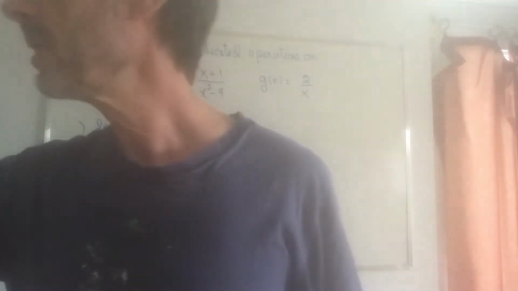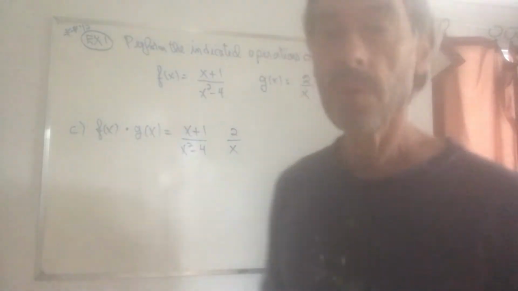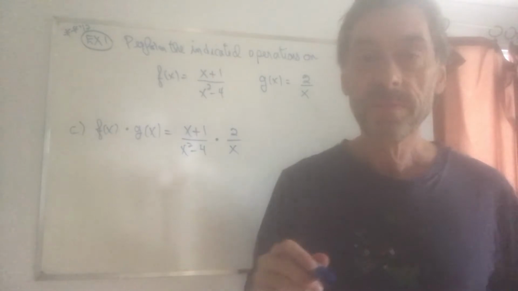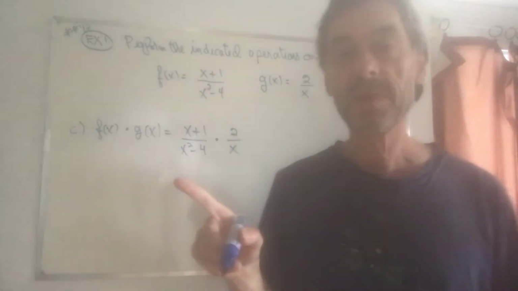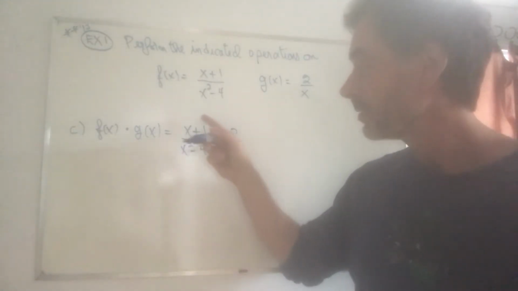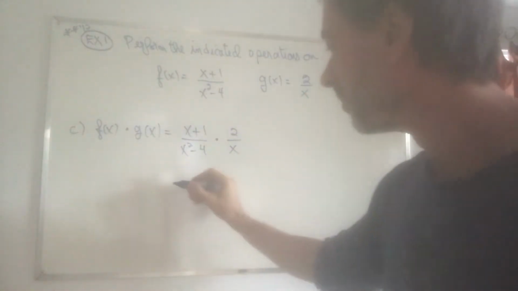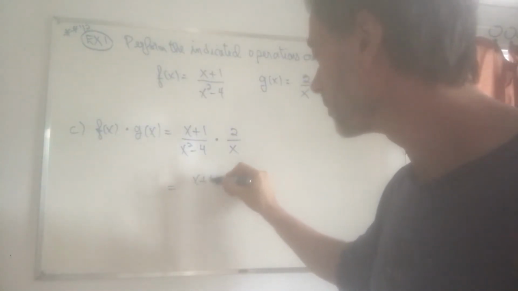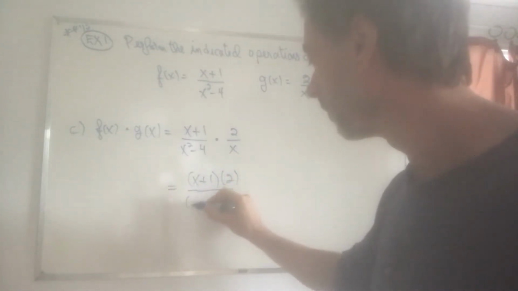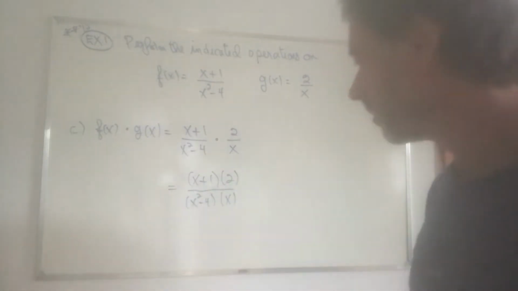So f times g, so the c part, this time multiplication between f and g. Now, how do we multiply fractions? It's not the same thing as addition, subtraction, right? We know that when we multiply fractions, it's top with top, bottom with bottom. So that should be quick. So x plus 1 times 2 over x squared minus 4 times x.